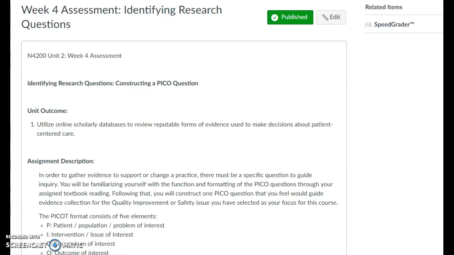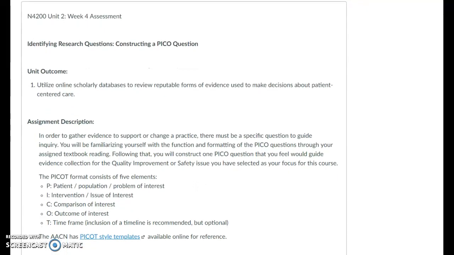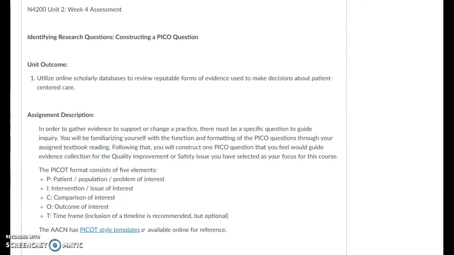First one I want to look at is the Week 4 assessment, which is identifying a research question. We talked about this very briefly in Module 1, actually in the introductory module, when you came up with an idea that you had seen in a clinical setting that you thought would be a good focus. So what we're going to be doing is we're looking for a specific PICO question.